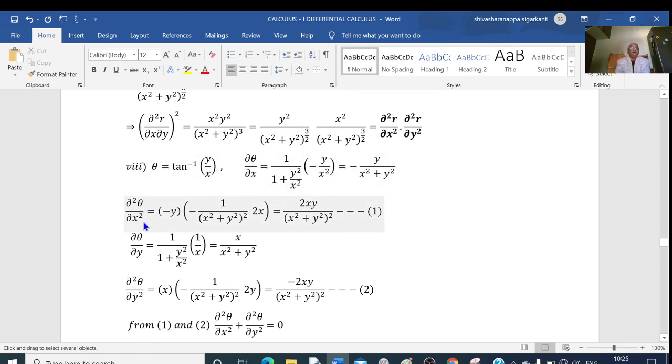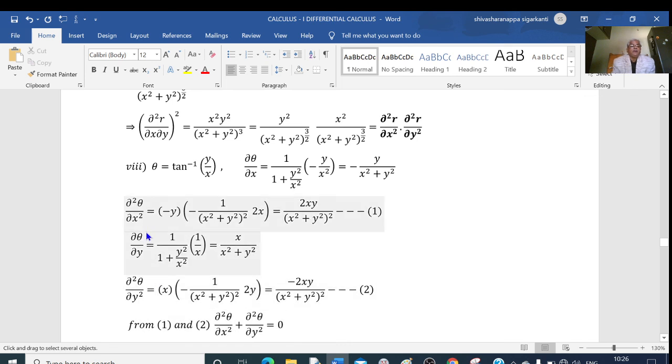Then dou square theta by dou x square is equal to, here we have to differentiate this with respect to x again. So minus y is a constant quantity, and the derivative of 1 by (x square plus y square): the derivative of 1 by x is minus 1 by x square, so it is minus 1 by (x square plus y square) whole square into the derivative of x square plus y square, which is 2x. Minus into minus is plus. This is 2xy by (x square plus y square) whole square. I will take this as 1.